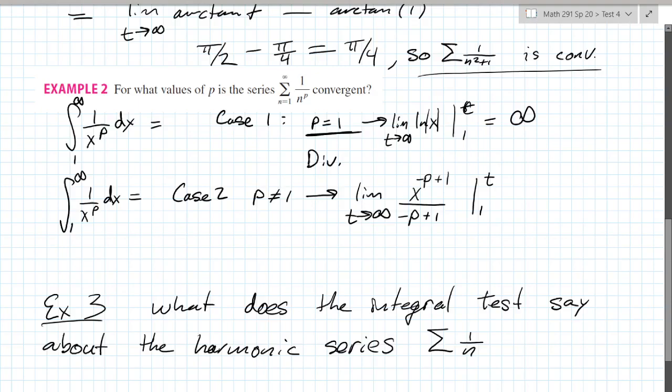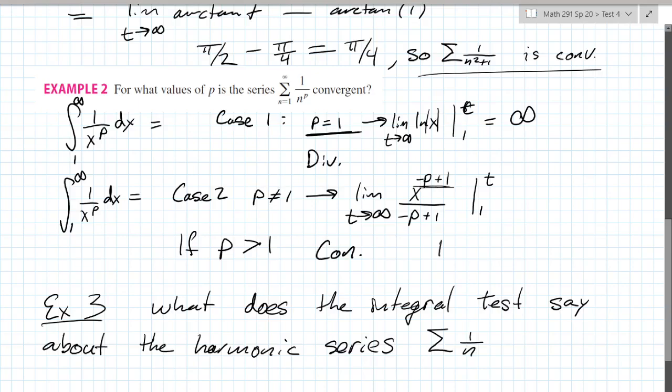Well, if p is greater than 1, what happens? If p is greater than 1, then the power up here is a negative number, which brings this fraction to the denominator, which brings the x to the denominator, and then as t, as x, approaches infinity, that part of the limit goes to 0, and everything's good. So if p is greater than 1, we have a convergent integral.